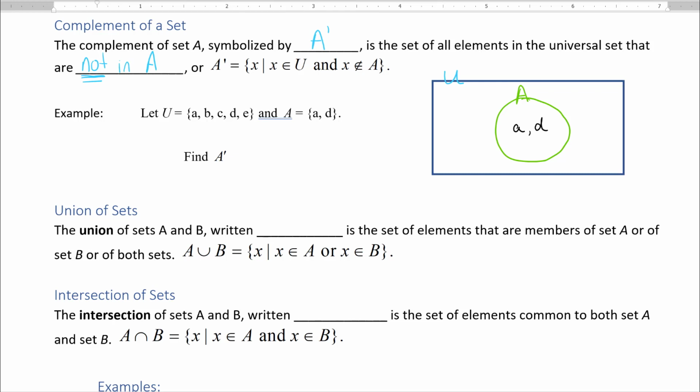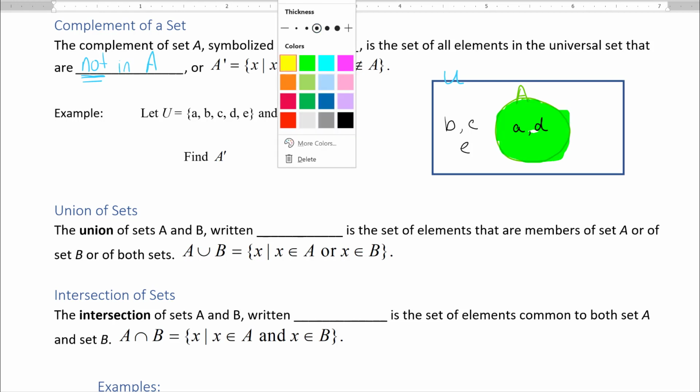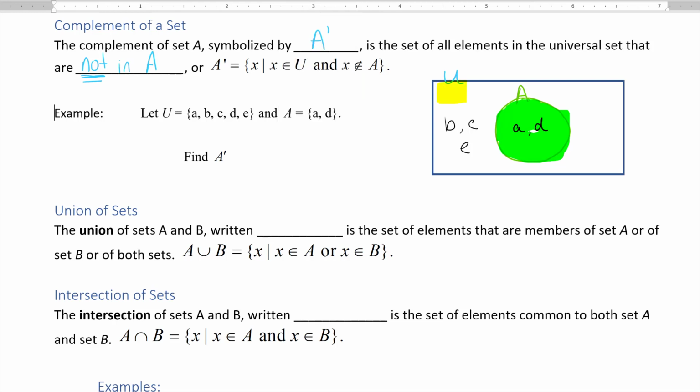So a is in A, b is not, so we're going to end up out here. c is not, so it's going to end up out here. And d is in A, and then e is not, so that also ends up out here. So A is all of the elements that belong inside the green space, okay? And then the A prime would be all the elements that don't belong, so all of the stuff out here. Okay?